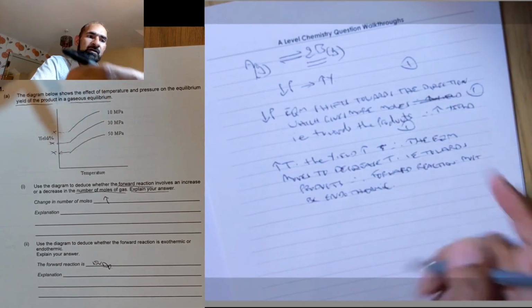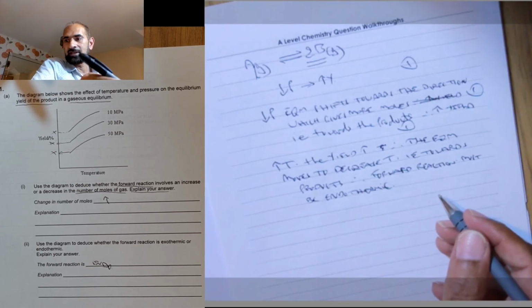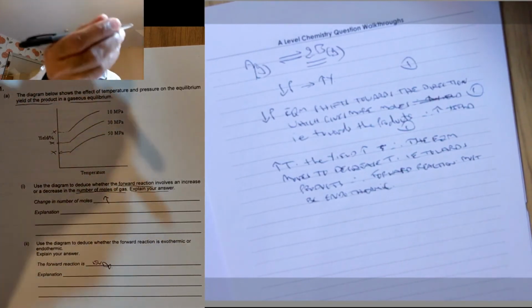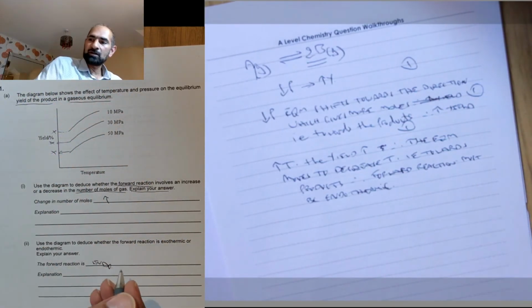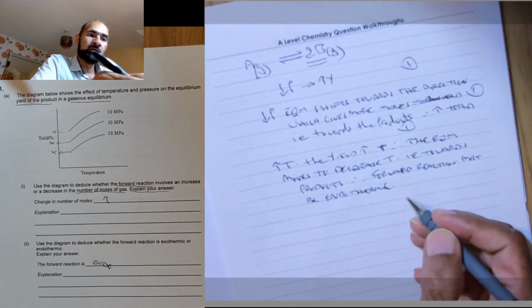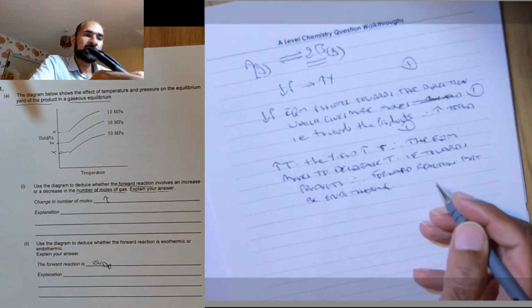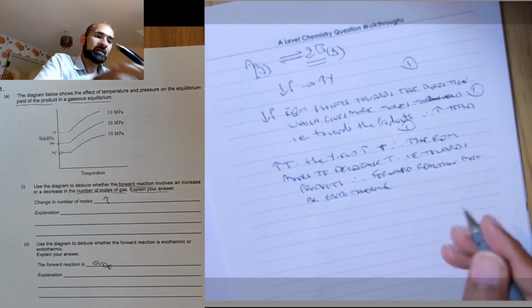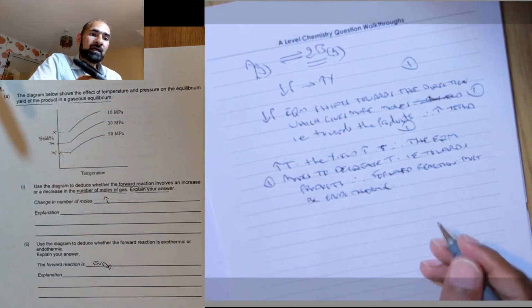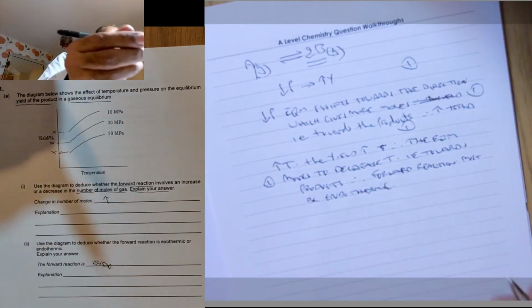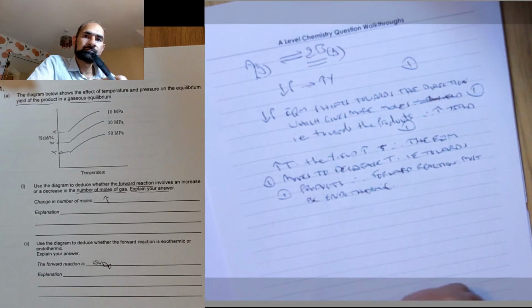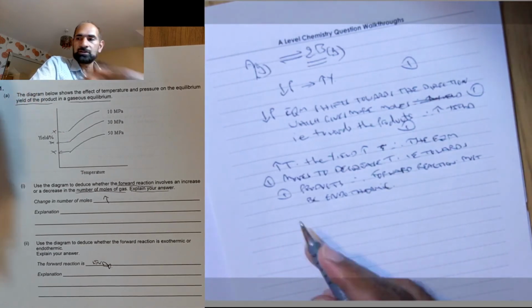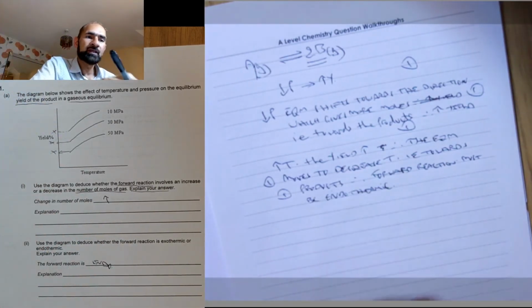So that's 3 marks there, and of course 3 marks for the next one. The forward reaction is endothermic, so that's 1 mark. Then the equilibrium moves to decrease the temperature, that's 1 mark, i.e. towards the products. So that's the 3 marks: 1, 2, and then the third one here, endo.